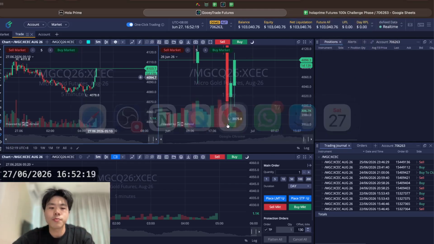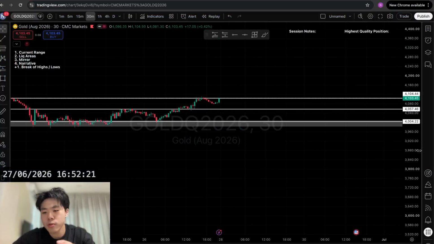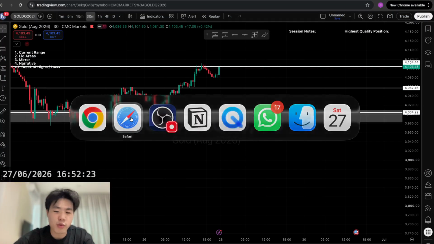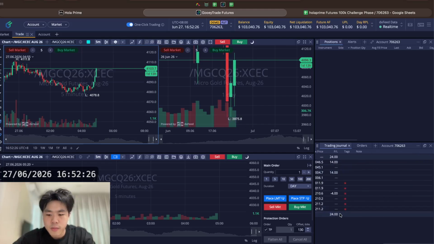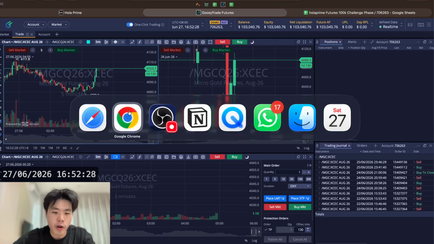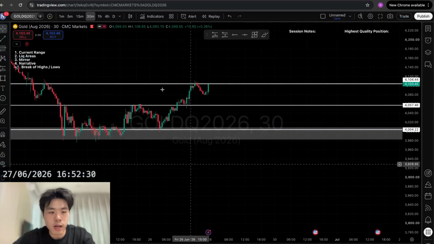But all in all, it's been an okay week. We're up 28 ticks, I think, or 24 ticks, something like that. We're up 24 ticks, $24. We're trading one contract size, which we're looking to increase again.